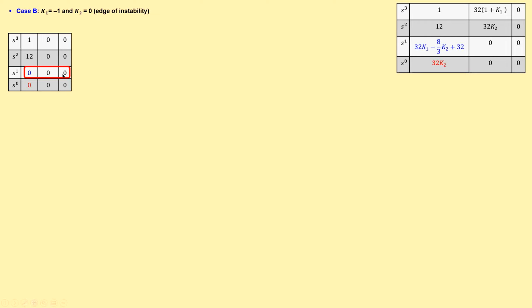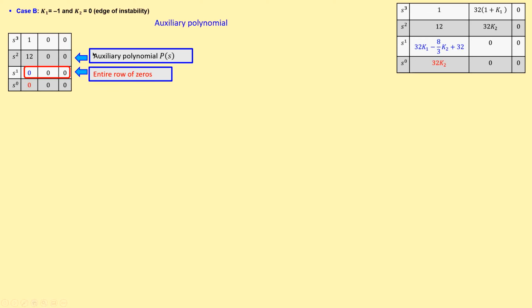I have now a row of entire zeros. So this is all zeros, the entire row. So we have now also the situation that we need to check again above that row. So we need to check the auxiliary polynomial P(s) again. Let's set up the equation as we did also in the previous case. What we have then for the expression for P(s) is 12s squared plus 0 actually. I just put it in purposely here to make this more clear.